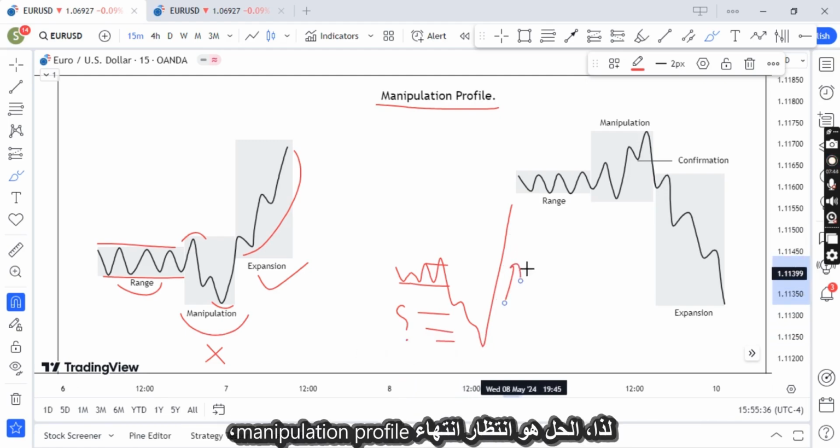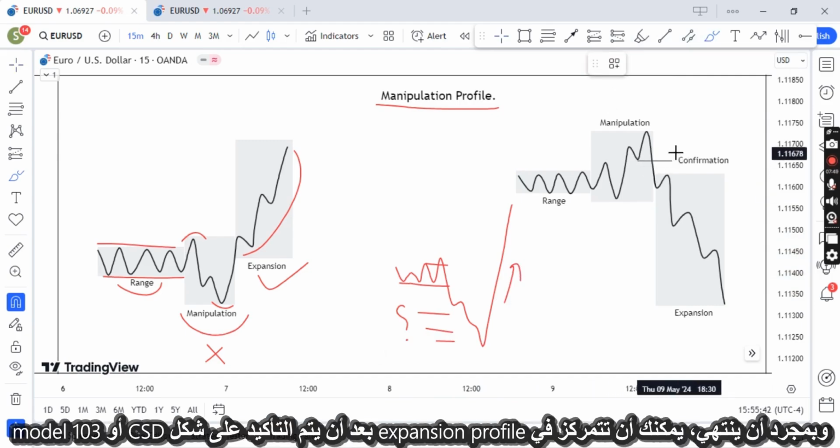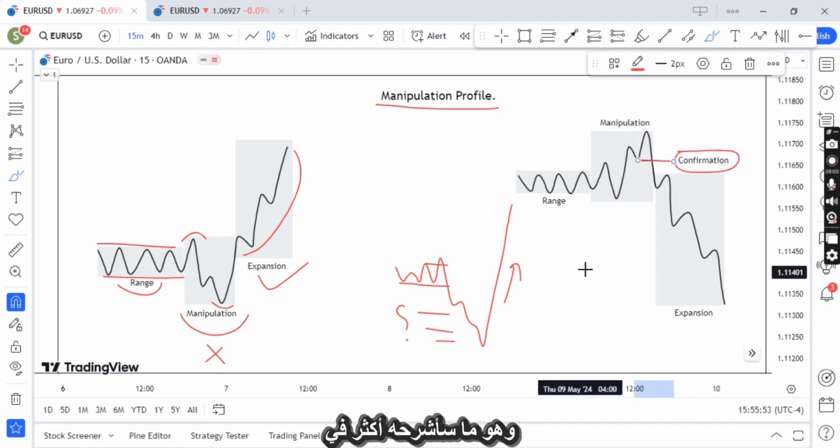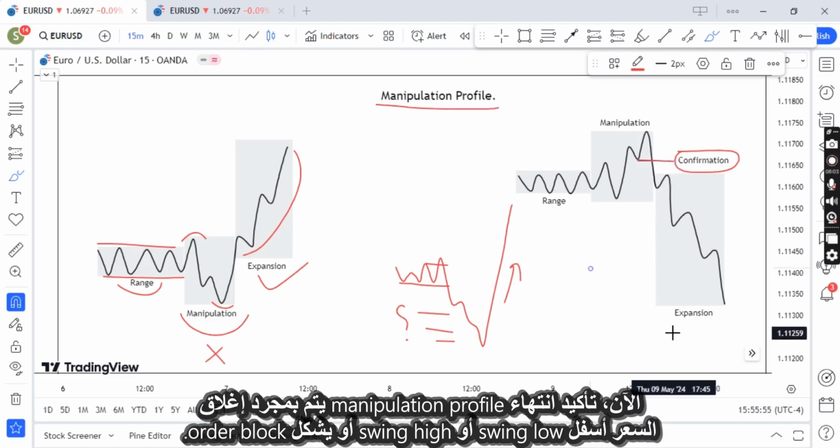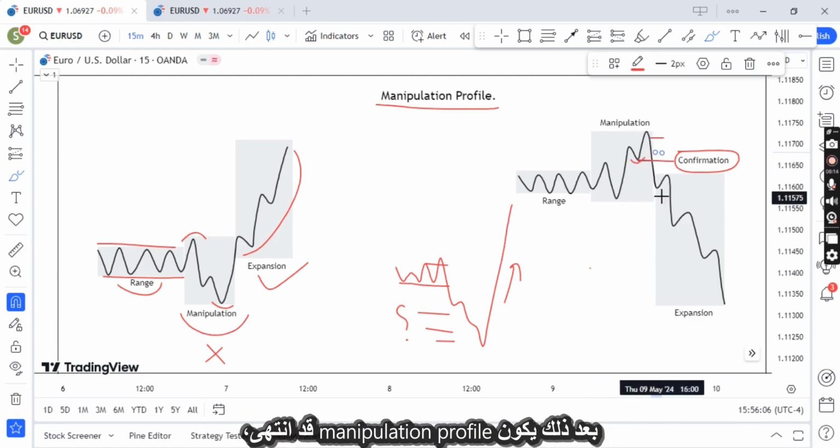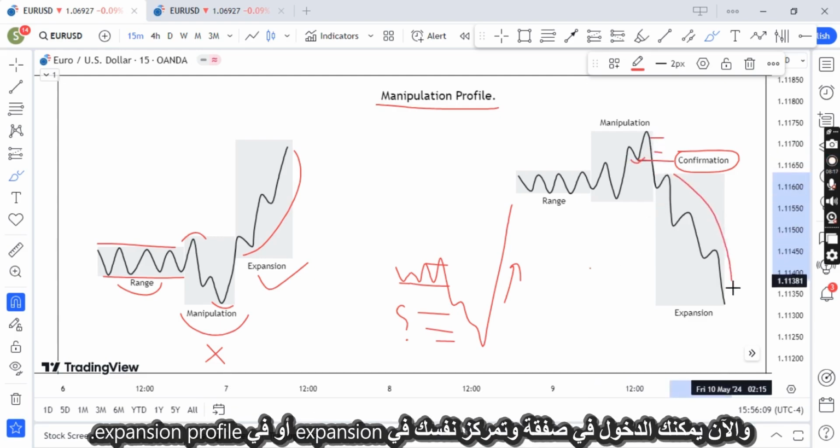So for that, the solution is to wait for the manipulation profile to end, and once that ends you can position yourself in the expansion profile after a confirmation has been made in the form of a CSD or a model 1 entry, which I'll explain further in other chapters, right? Now a confirmation for the manipulation profile ending is made once price closes below a swing low or a swing high or forms an order block. After that the manipulation profile has ended, and now you can enter a trade and position yourself in the expansion profile.